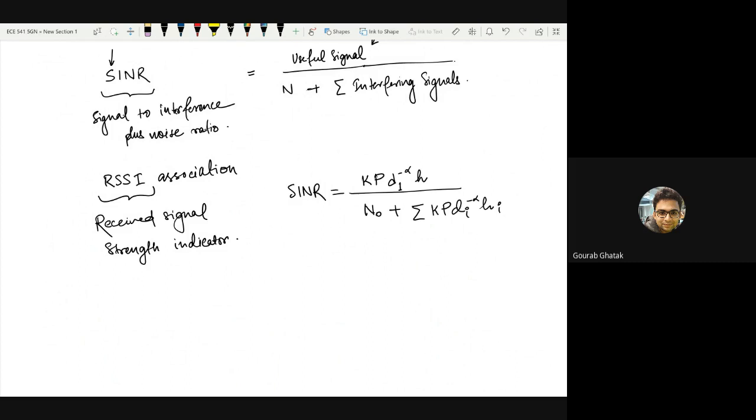What we would be interested in is the probability that SINR is greater than gamma. Why is there a probability? Because it will not always be greater than gamma, as there are random quantities involved. Remember that the random quantities are not only in the numerator but also in the denominator. In the denominator they are the Di and Hi's.